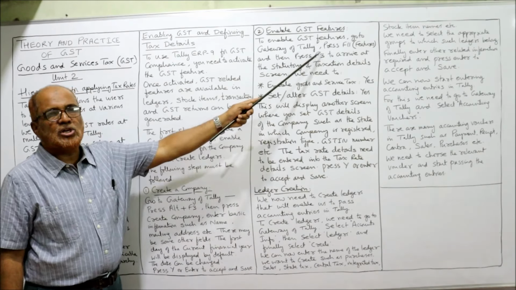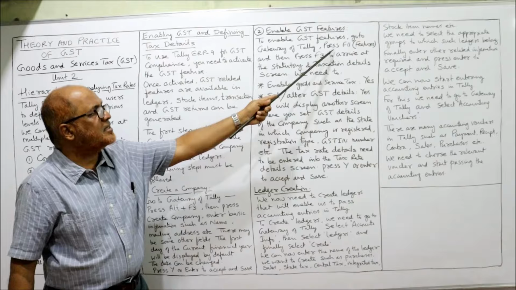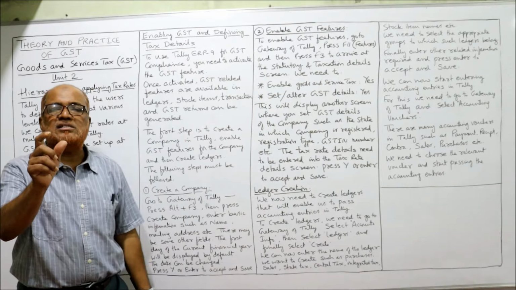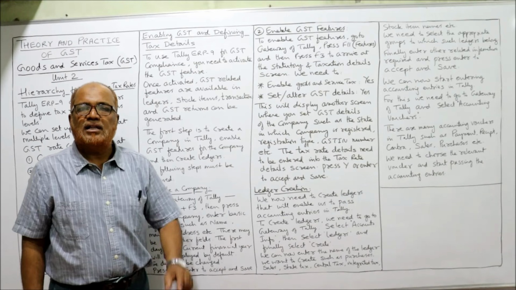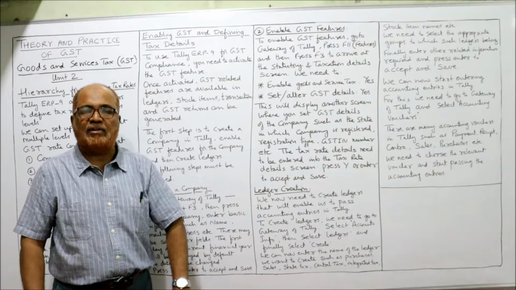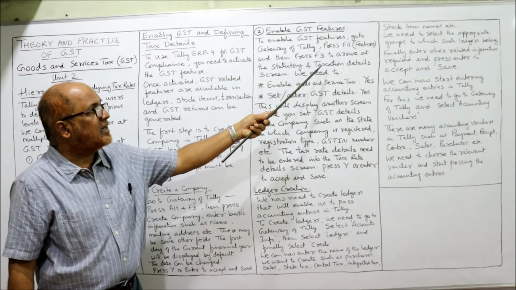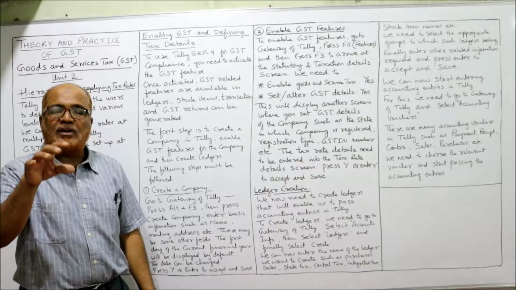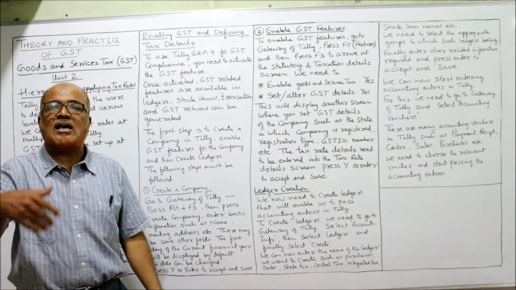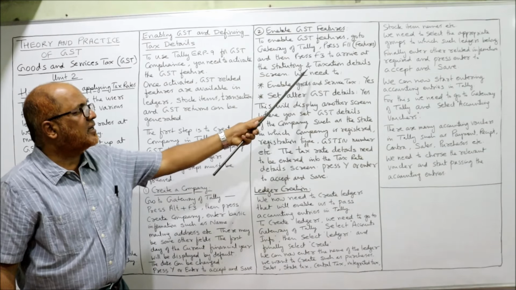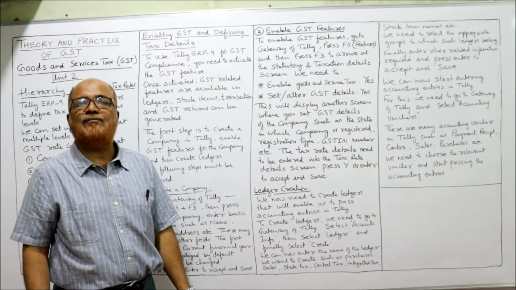To enable the GST feature, go to Gateway of Tally. Then immediately, when you enter into Gateway of Tally, press F11. F11 is the features button, which we have already discussed in computerized accounting. After entering into features, press F3 to arrive at the statutory and taxation details. The statutory and taxation details screen will be displayed after pressing F3.